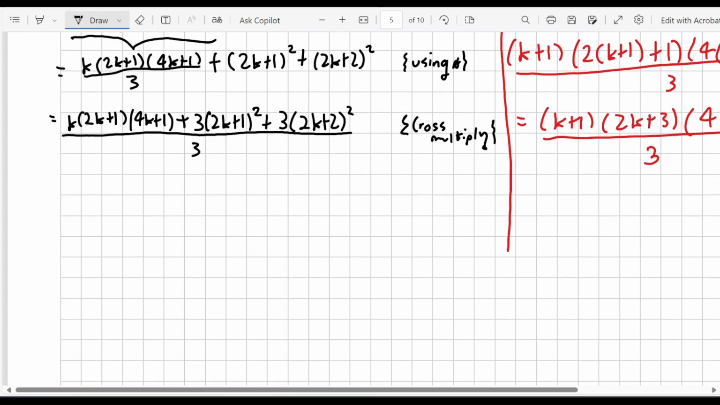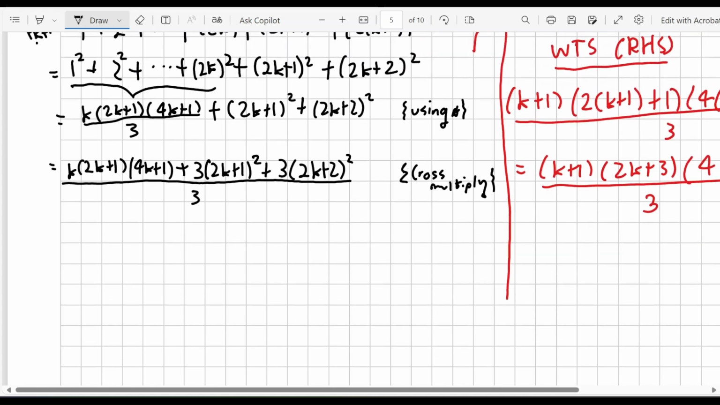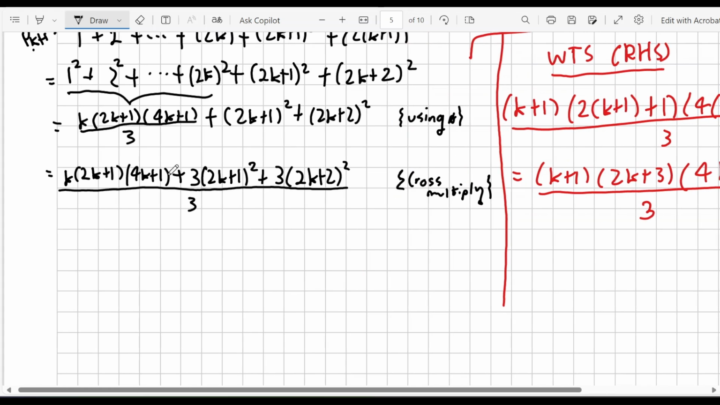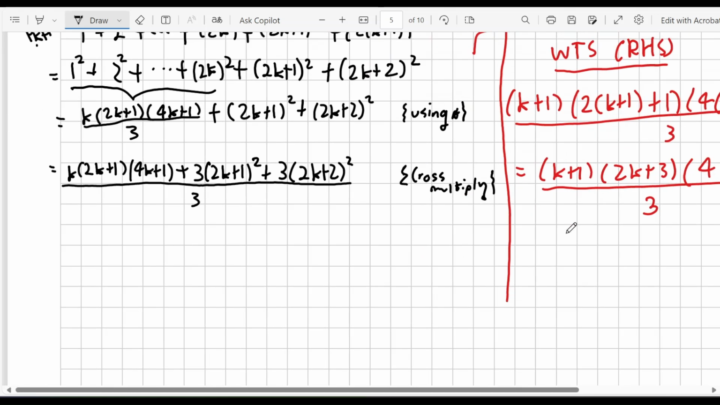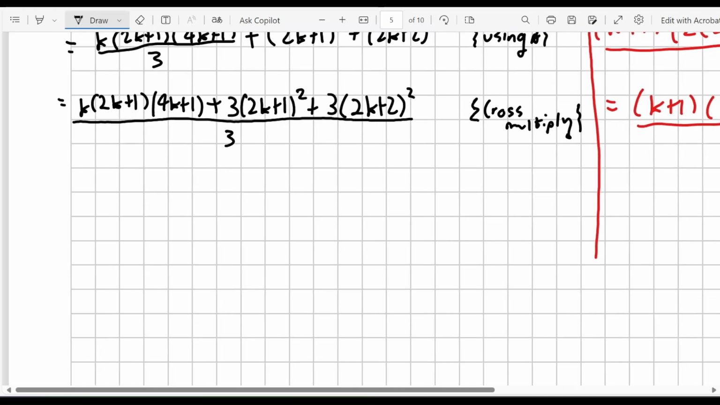Wonderful. Okay. Now, usually what you would do in an induction proof is you'd be pulling out factors. And the factors that you'd really like to pull out are factors that are in your want to show. Can I pull out a k plus 1? No. Can I pull out a 2k plus 3? No. Can I pull out a 4k plus 5? No. And that's why we have to use the sledgehammer method. I could maybe pull out 2k plus 1 from the first 2 terms and see what happens, but then I can't even pull that out from the third term.